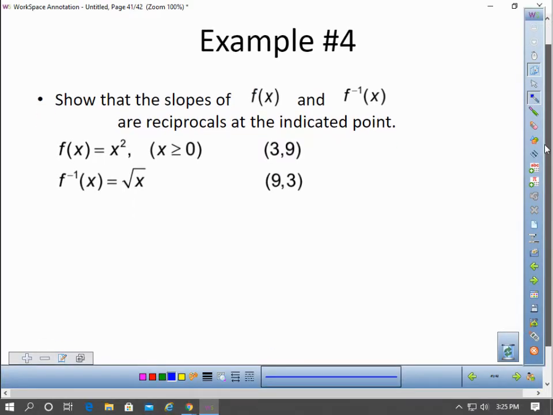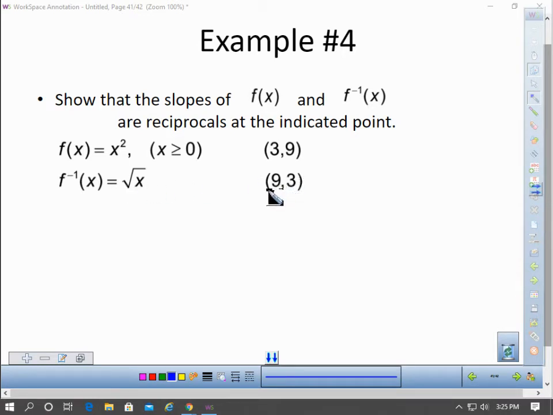All right, for number 4, show that the slopes of f and f inverse are reciprocals at the mirror points. All right, so we know f of x is x squared, so that's the point (3, 9). So if you put a 3 in there, you're going to get a 9 answer. And then the inverse is the square root function. So if we put a 9 in there, we're going to get the answer 3.